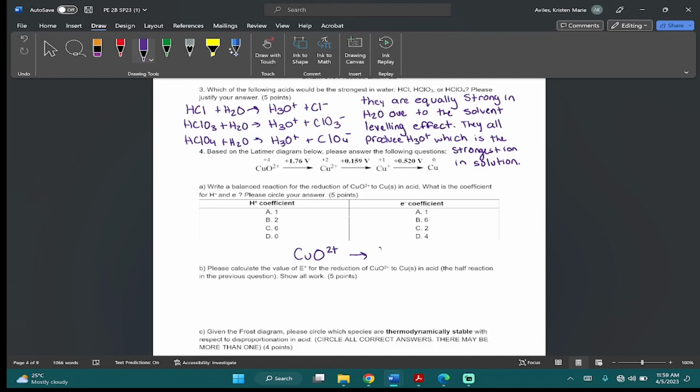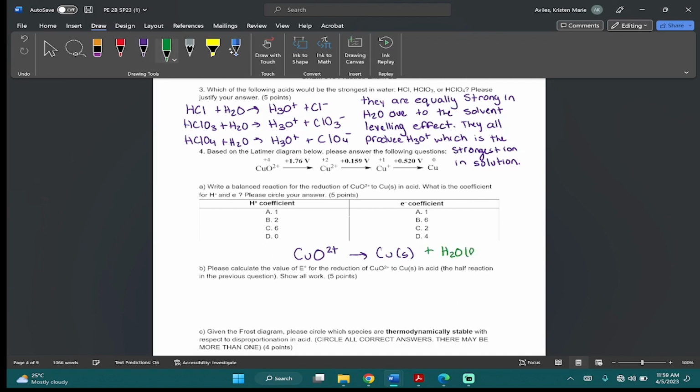To Cu solid. So when we start balancing redox reactions, it's always going to be the same thing. First balance the things that aren't oxygen and water. We have the same amount of coppers, so we don't need to do anything there. Next, we're going to balance the oxygens. To balance oxygens in a redox reaction, you add water. Since I only have one oxygen, I'm going to add one water.